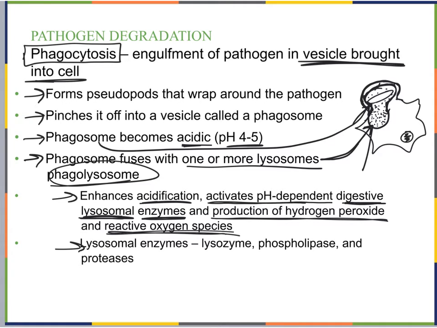So these enzymes that were activated up here, these pH-dependent digestive lysosomal enzymes, I mentioned that one of them is lysozyme. So when we're thinking about lysosomes and therefore phagolysosomes, then we're talking about a decrease in the pH. Once that decrease in the pH happens, then that's going to activate things like lysozyme, also phospholipase and proteases. So we're going to be breaking apart phospholipids. We'll be breaking apart proteins. Remember, that's a huge part of our plasma membrane. And then we have lysozyme that's going to be breaking things down as well.